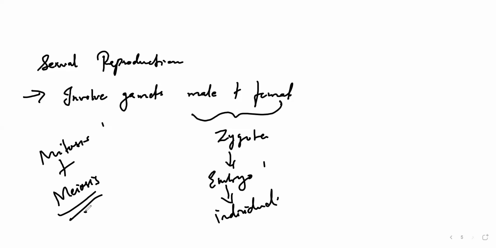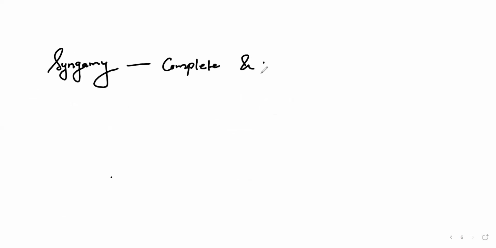In sexual reproduction, meiosis plays a very important role. There are certain basic terms which you should know. For example, there's a term called syngamy. What is syngamy? Syngamy means there will be a complete and permanent fusion of gametes.